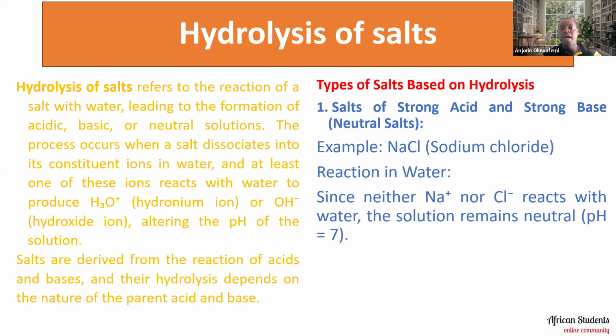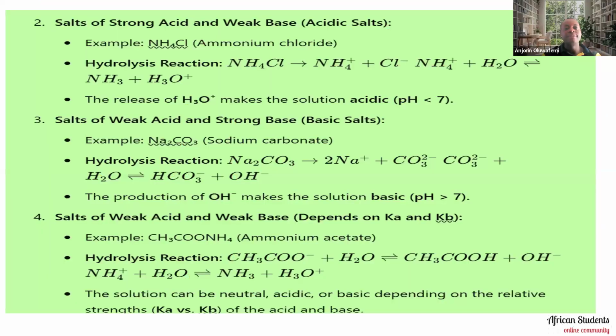Salts are derived from the reaction of acids and bases, and the hydrolysis depends on the nature of the parent acid and base. Okay, so types of salt based on hydrolysis now. Based on hydrolysis, we can have salt of strong acid and strong base, which we refer to as neutral salt. Example, NaCl is an example of such type of salt. Since neither sodium ion nor chloride ion reacts with water, the solution remains neutral. That is, the pH equals to what? 7. Okay.